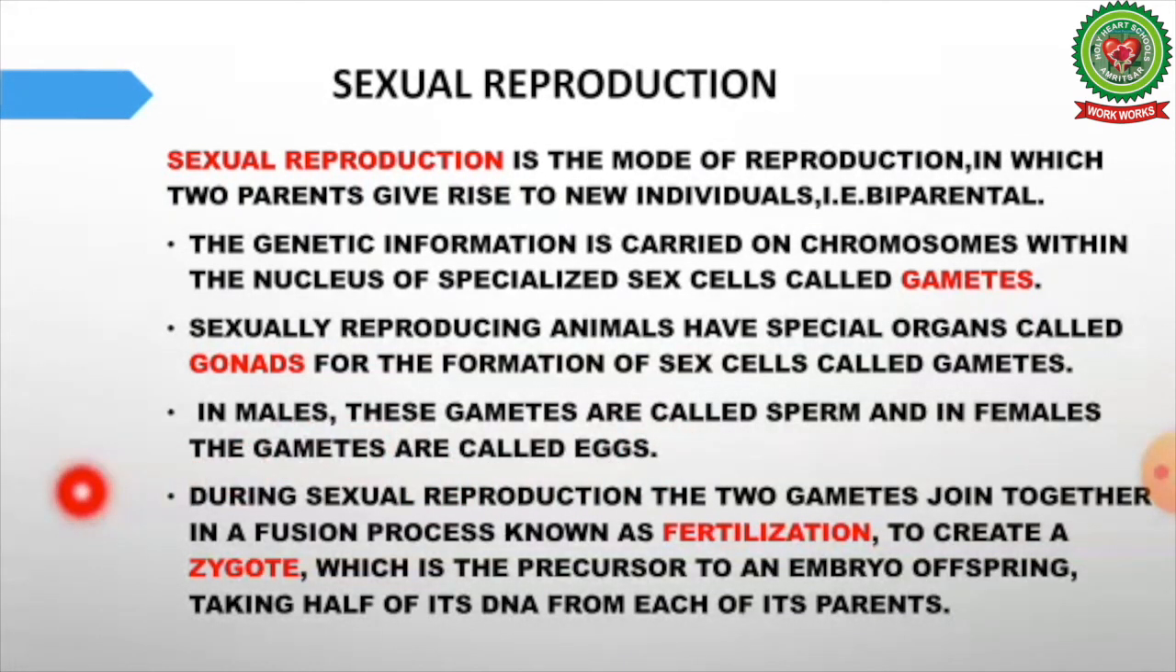During sexual reproduction, the two gametes join together in a fusion process known as fertilization to create a zygote, which is the precursor to an embryo offspring, taking half of its DNA from each of its parents. 23 chromosomes are shared by the female parent and the other 23 chromosomes are shared by the male parent.